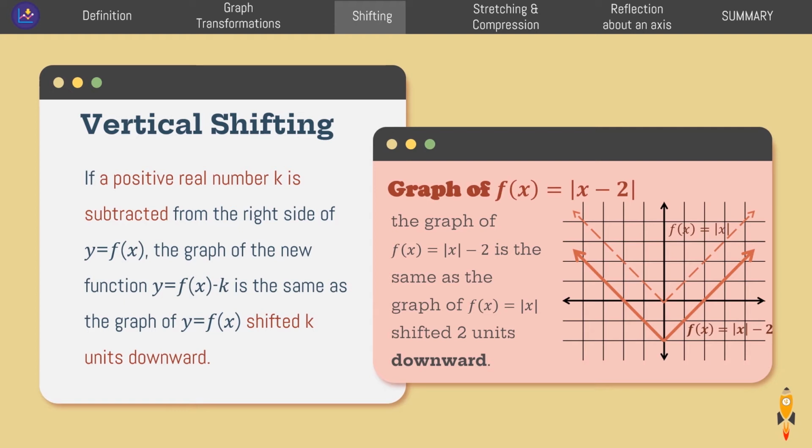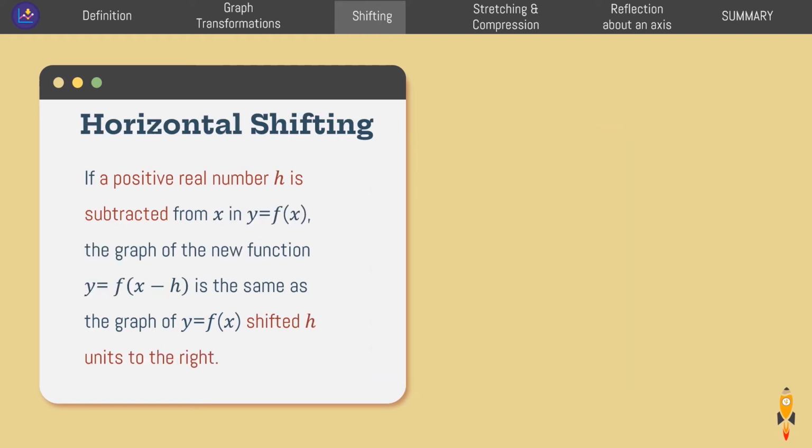Horizontal shifting. If a positive real number h is subtracted from variable x in y = f(x), the graph of the new function y = f(x - h) is the same as the graph of y = f(x) shifted h units to the right.